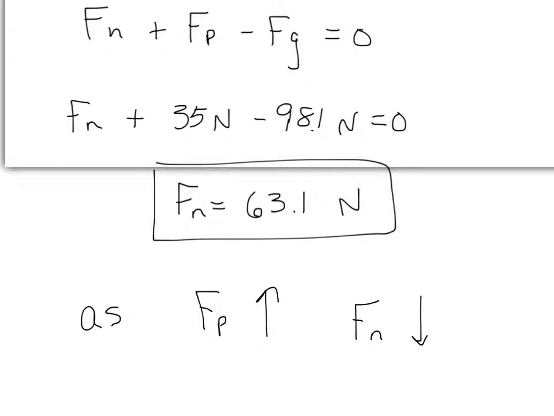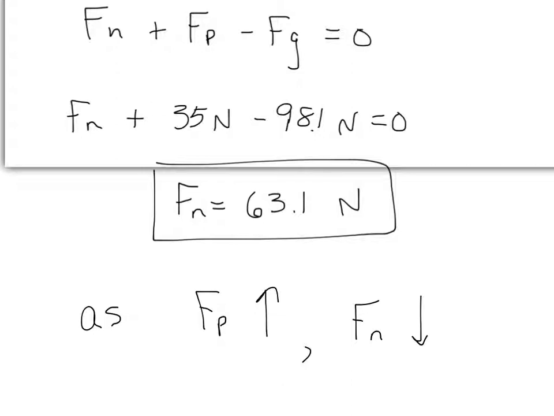Once FP becomes as much as FG, then there's no normal force anymore. It just lifts off the table. Once the pull overcomes the weight, it just lifts off the table and there would be no normal force left. Normal force cannot be negative. So once you lift off the table, it's just not there anymore. You can never have a negative normal force. It's a reactive force. It's always pushing back up against gravity.